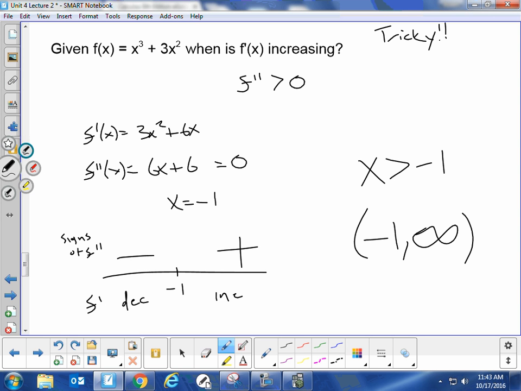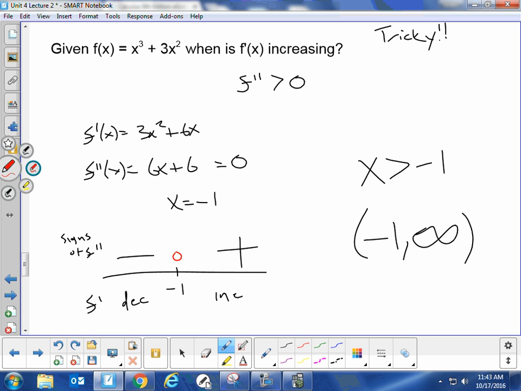A couple ways you can write it. You can say x is greater than -1. Please do not include -1 because we are neither increasing nor decreasing at -1. You could also write it like that from -1 to infinity. Okay? But that's the idea. Okay? We can look at when velocity is increasing, when velocity is decreasing. Not by looking at values of velocity, but by looking at the values or the signs of its derivative. Okay.